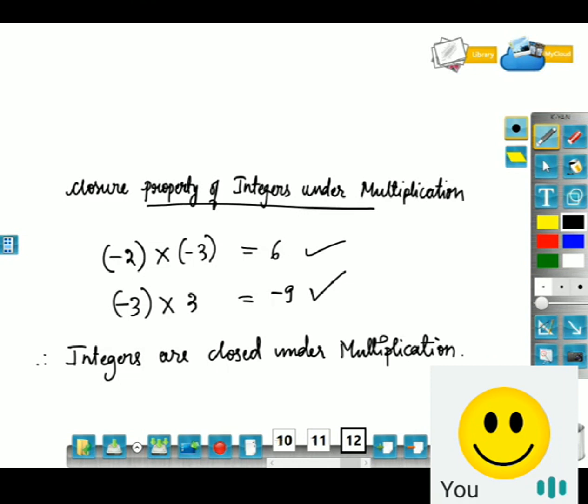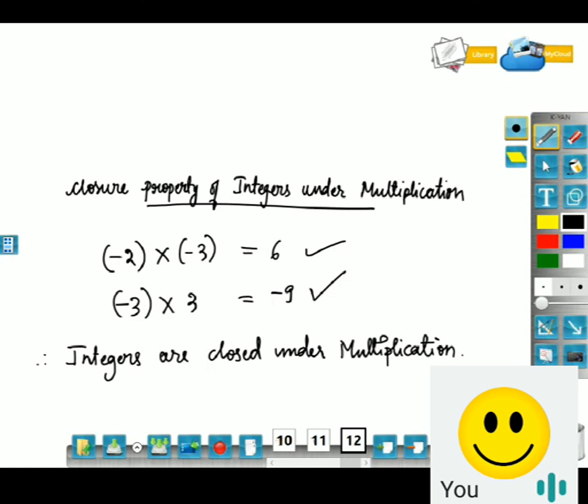Does anyone have any doubt regarding this property? Please comment. Okay, most of you are writing no, sir. Okay, so I think I got two comments that they are having doubt. I will explain, I will be explaining once again.